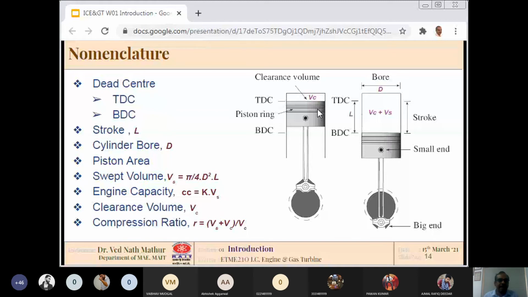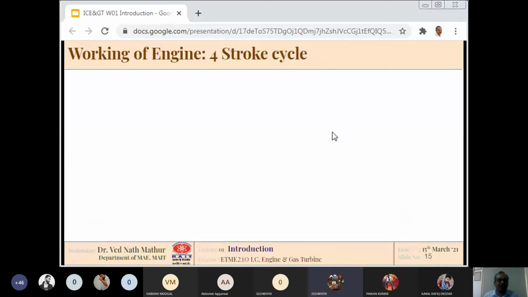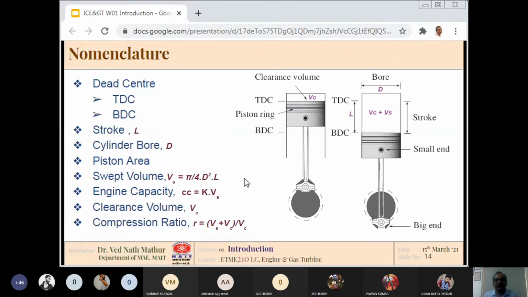Cubic capacity. Sir, your internet was not working, so we could not listen to what you were teaching. Okay. So I think when I explained this figure, BDC and TDC and swept volume, up to that time it was okay. Yes. The last thing we heard was about the CC, like you were comparing how nowadays we have 750cc motorcycles and all that. Okay.